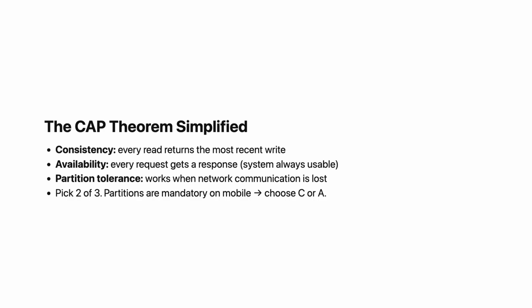Here is the key insight for mobile: network partitions are not optional. Your phone will lose connectivity. It is not if, but when. So partition tolerance is mandatory. That leaves you with a choice: consistency or availability. You cannot have both when the network is down. Let me make this concrete.